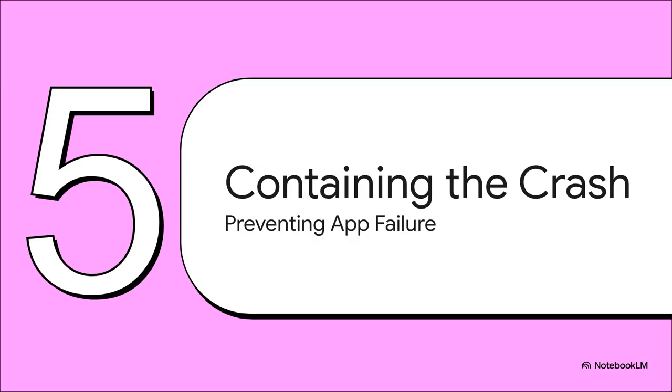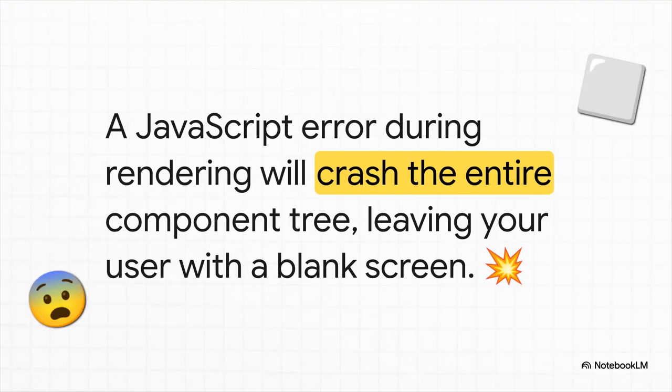A single error in one tiny component can bring your entire app crashing down. But what if you could contain the damage? Keep the rest of your UI running smoothly. Let's find out how. So, without any protection, a single JavaScript error during rendering can be catastrophic. Seriously, React's internal state gets all messed up, the entire component tree unmounts, and your user is left staring at that dreaded white screen of death.